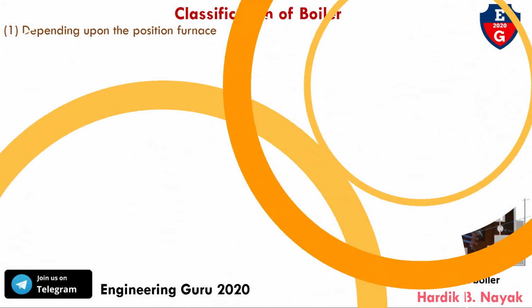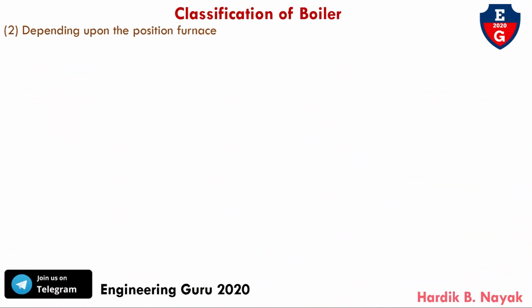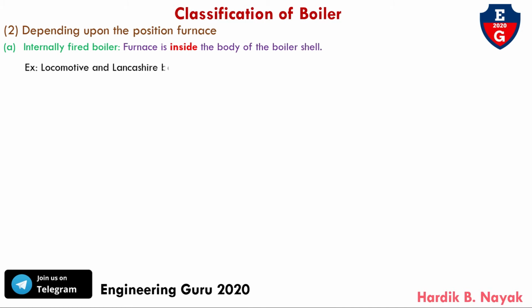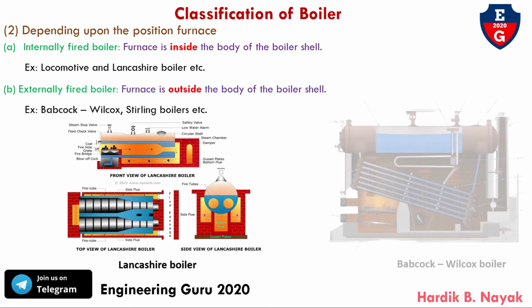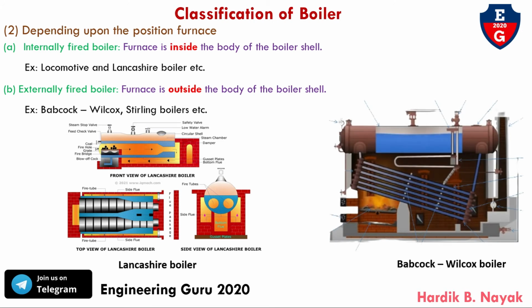Now second type, depending upon the position of the furnace. So internally fired boilers, in this the furnace is inside the body of the boiler shell. The examples are locomotive and Lancashire boilers. Part B, externally fired boilers. In this, the furnace is outside the boiler shell. Examples are Babcock-Wilcox boiler, Stirling boiler, etc. So the basic difference, the furnace is inside the body and the furnace is outside the body of the boiler shell.